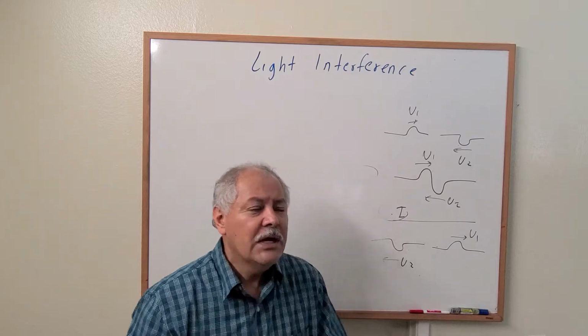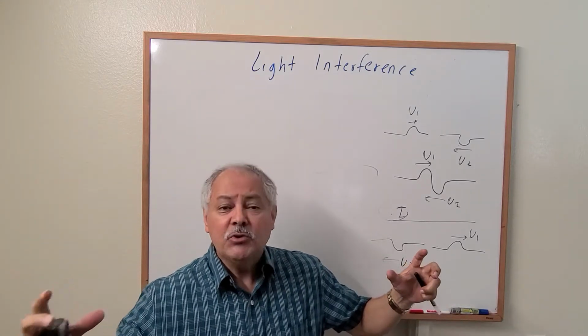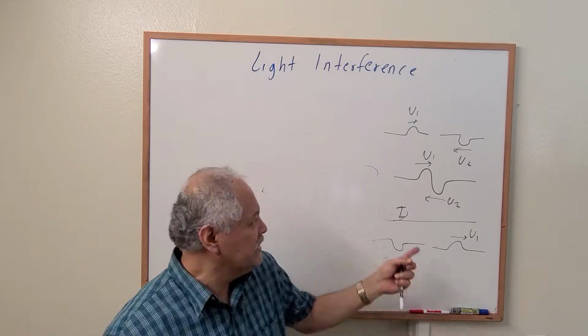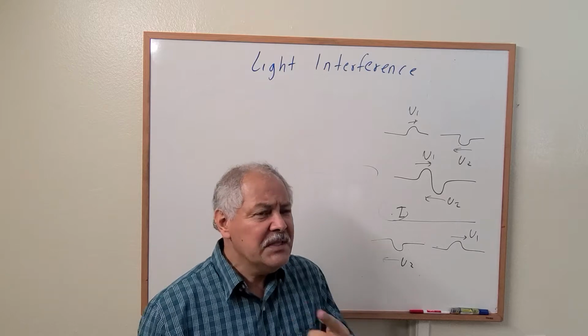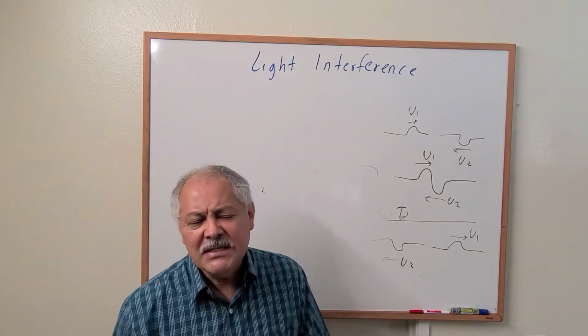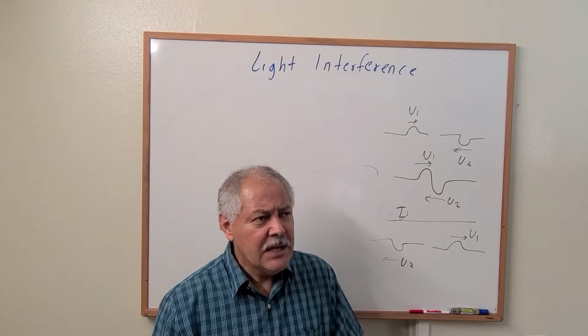For example, sound. We can create sound, and with two speakers that are in phase, we can create a kind of constructive interference. But in this case, let's work with light. Light is a little bit harder to do. Another example is using water.